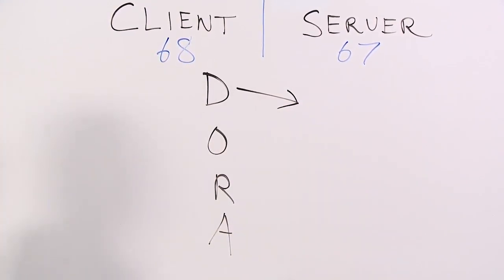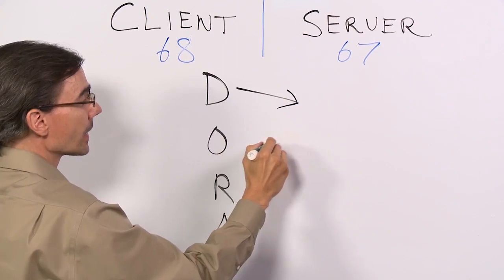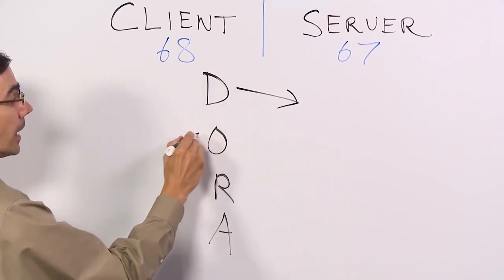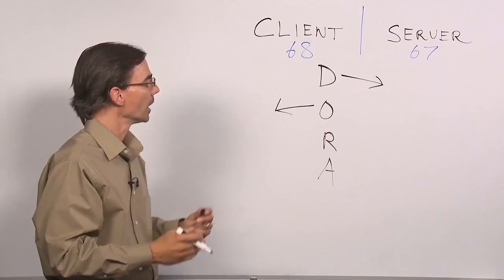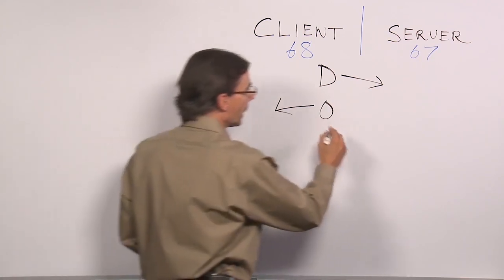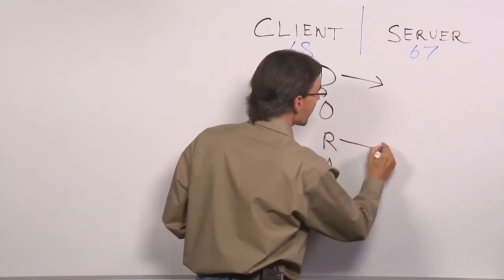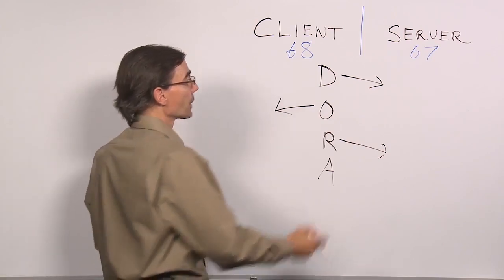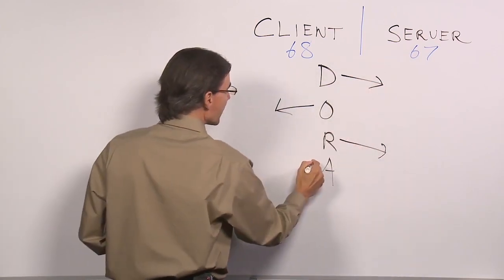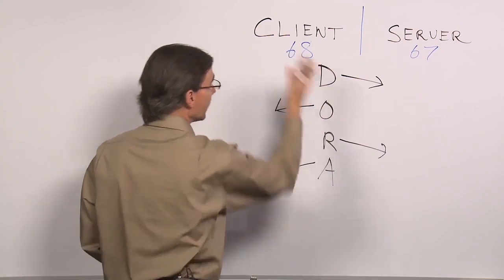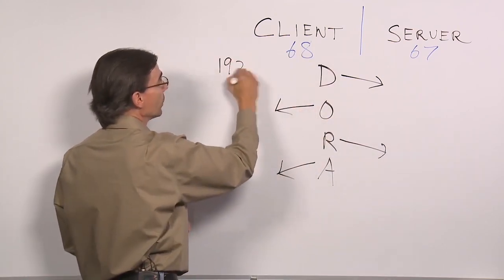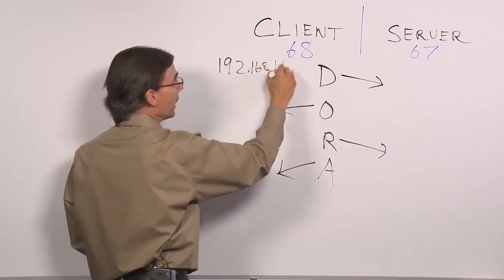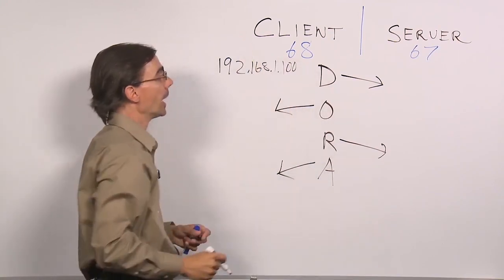Once it does find a server, the server then makes an offering to the client. When the client gets the offering, it then requests a particular IP address from that offering. And if the server's cool with that, it acknowledges it, and the client gets that IP address. So for example, 192.168.1.100 or something like that.